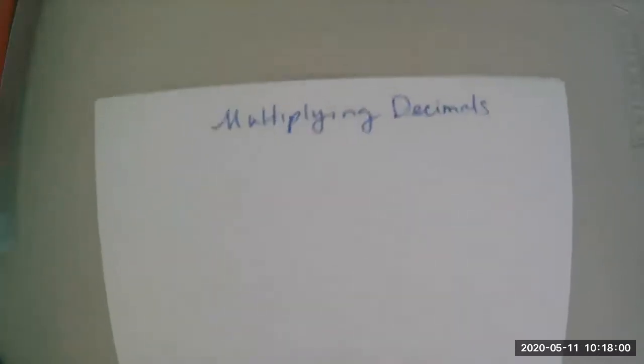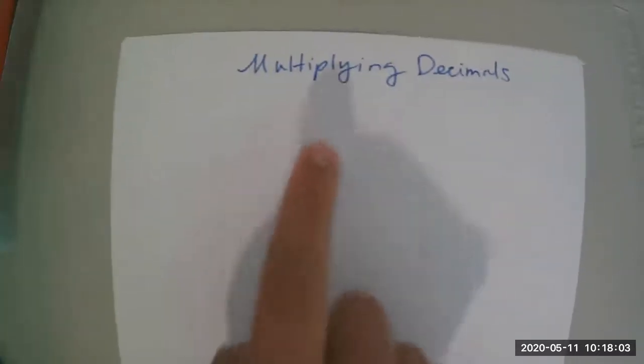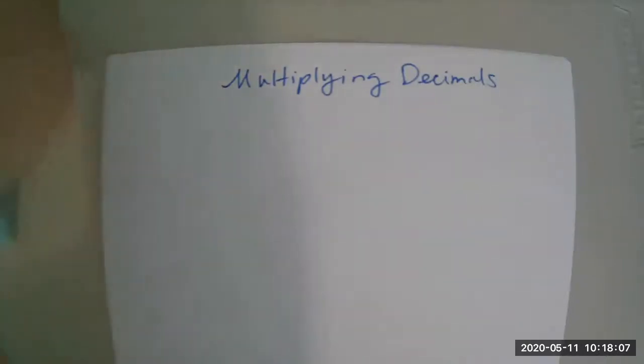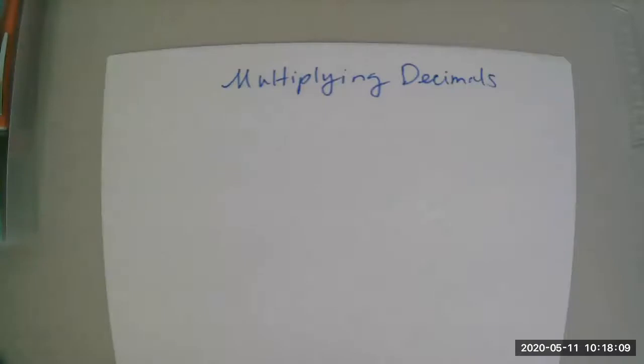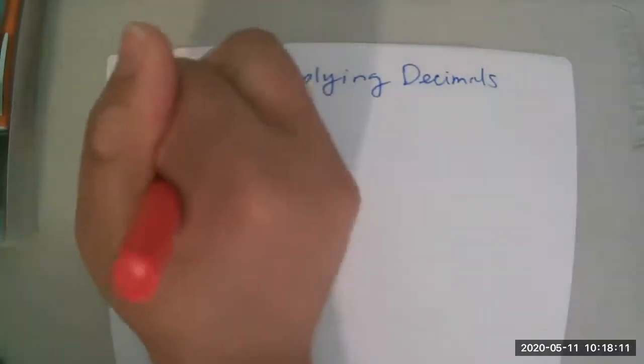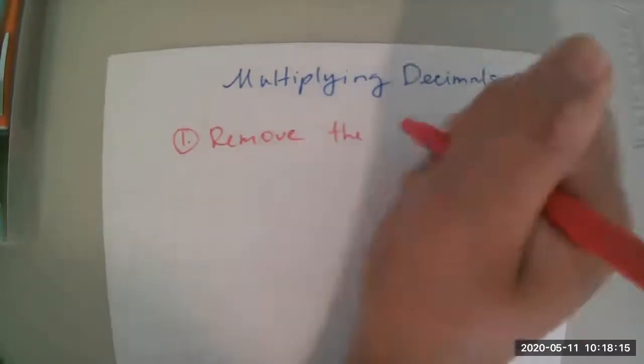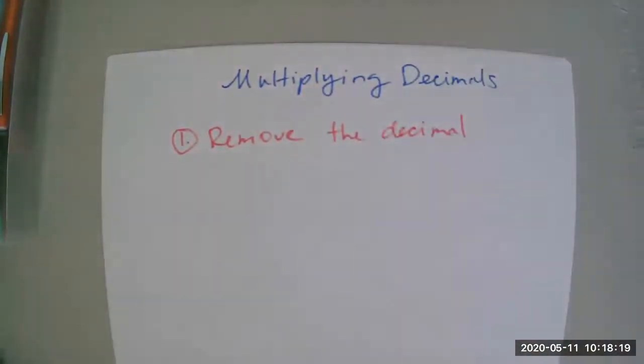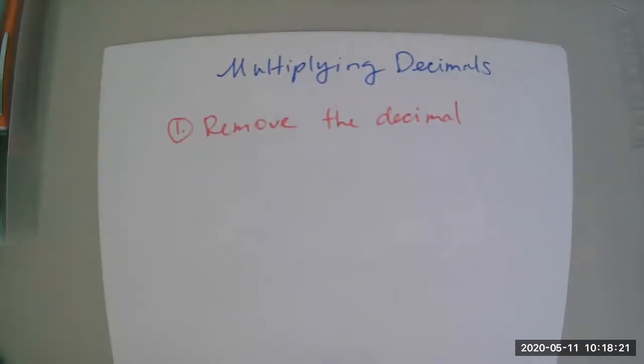Hey everyone, today we're going to go over multiplying decimals. There's a couple things that we need to keep in mind when we go to multiply decimals, or a couple rules. The first rule is remove the decimal. And at the end, we'll come and revisit it, okay? So rule one is to remove the decimal.